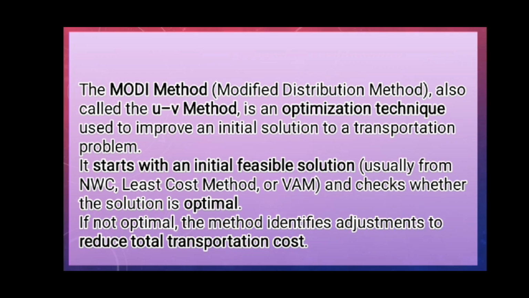The MODI method, or modified distribution method, also called the UV method, is an optimization technique used to improve an initial solution to a transportation problem. It starts with an initial feasible solution, usually from NWC, least cost method, or VAM, and checks whether the solution is optimal. If not optimal, the MODI method identifies adjustments to reduce total transportation cost.